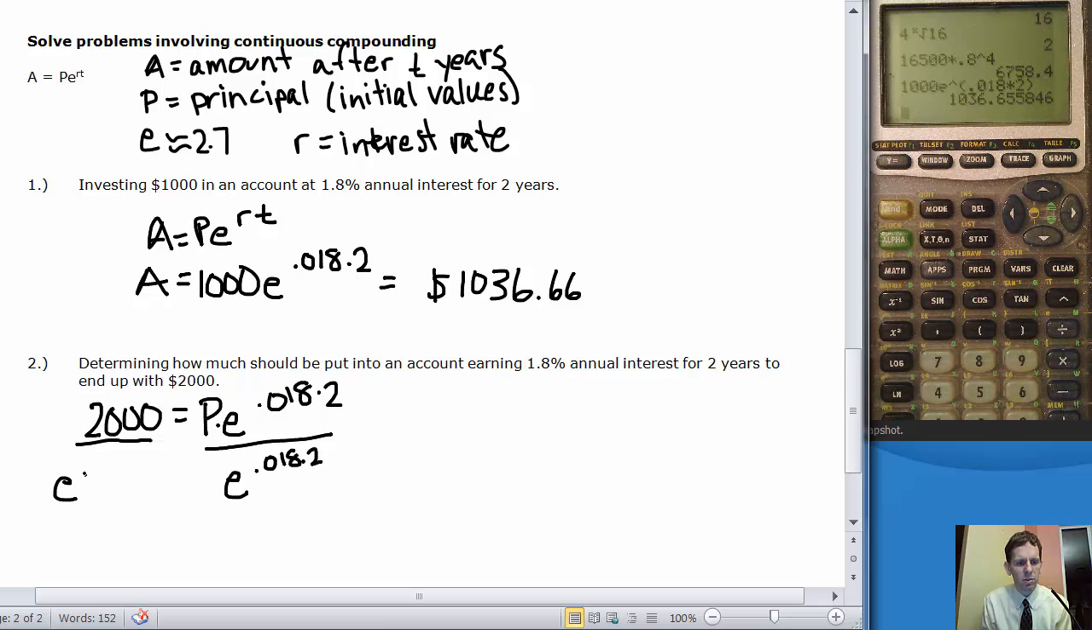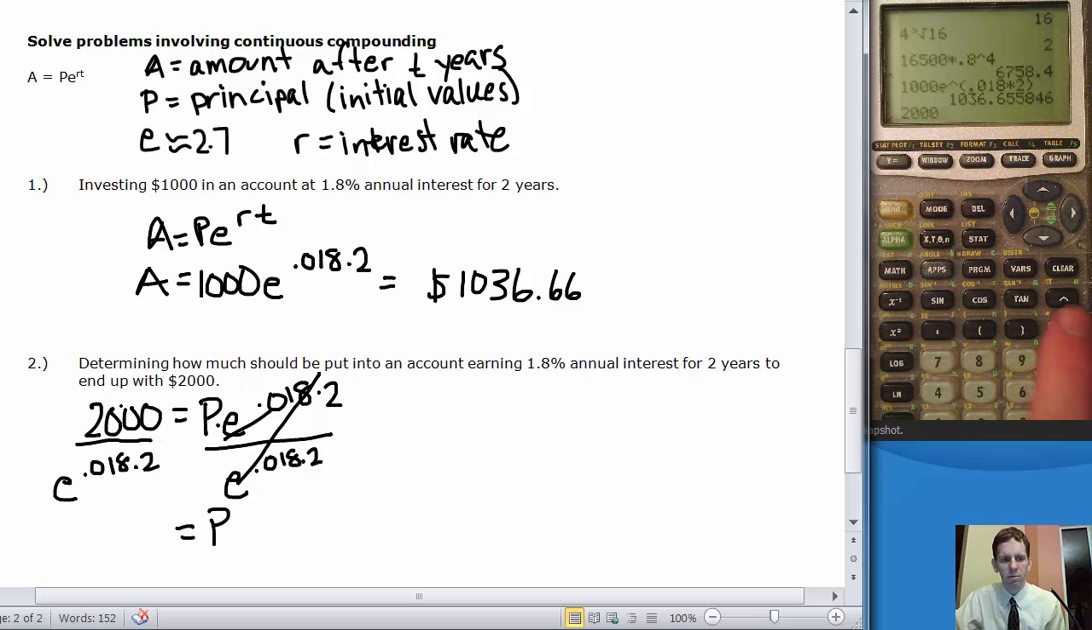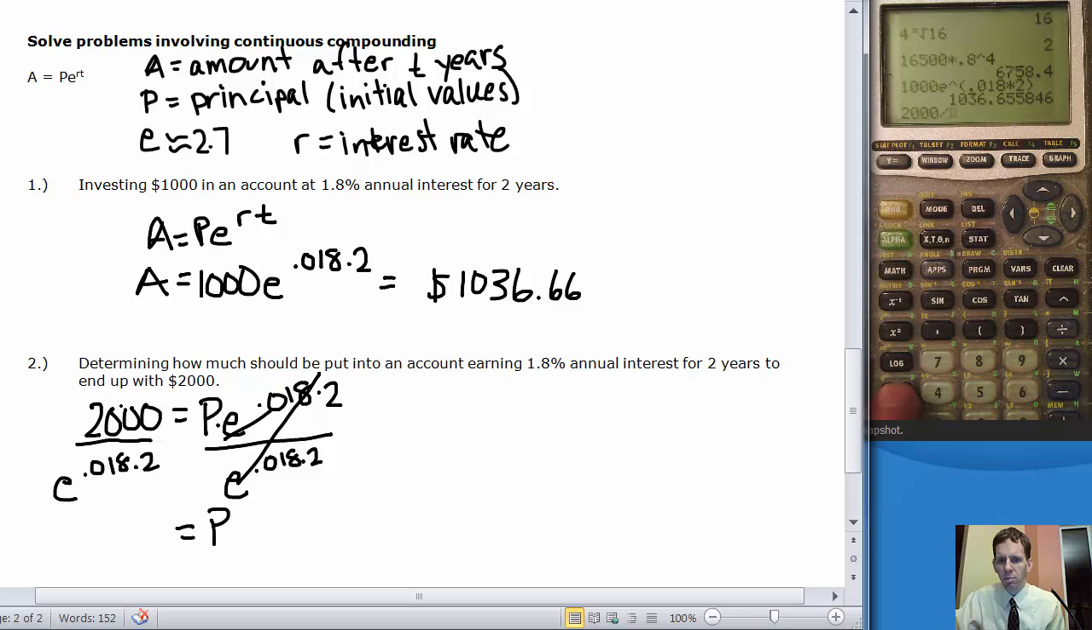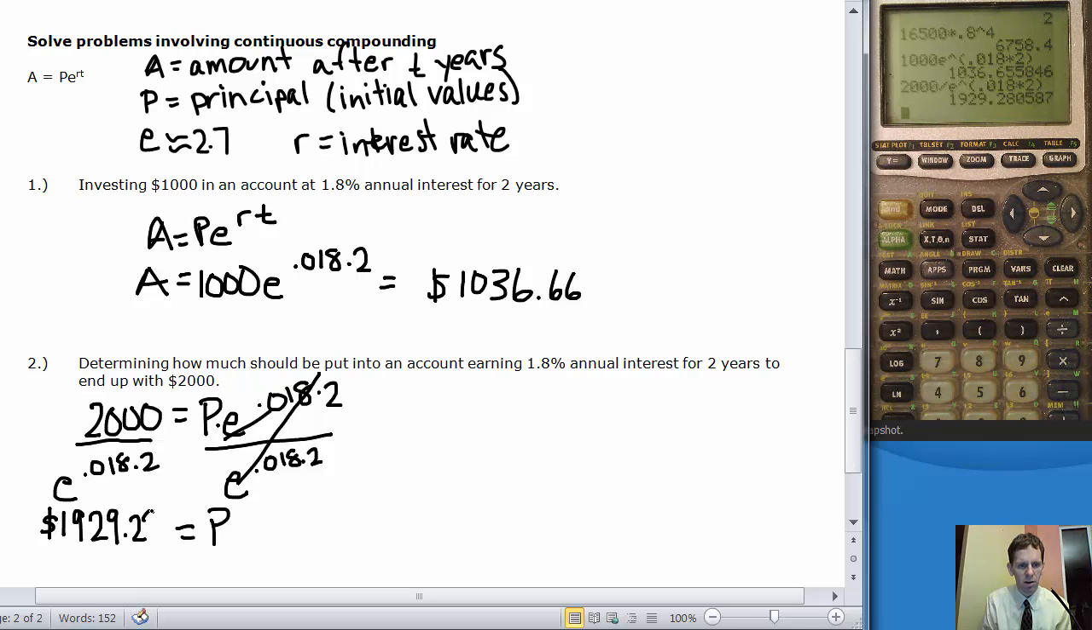We're going to divide both sides by that, which means on the right side of the equation, this stuff's going to cancel out, and we're just going to be left with P. On the left side, we're going to crunch out 2,000 divided by e, which is second, and then this ln button, to the 0.018 times 2 power. And the answer we get is $1,929.28, and that is what your principal amount would need to be. So if you wanted to end up with $2,000 after 2 years, you'd have to start with this amount of money in the bank.